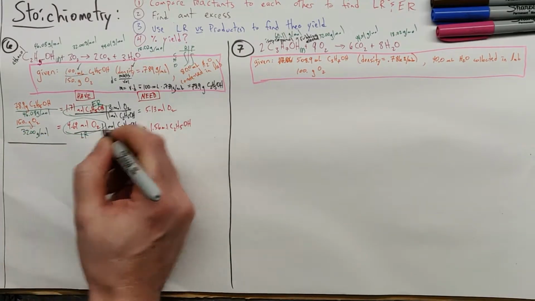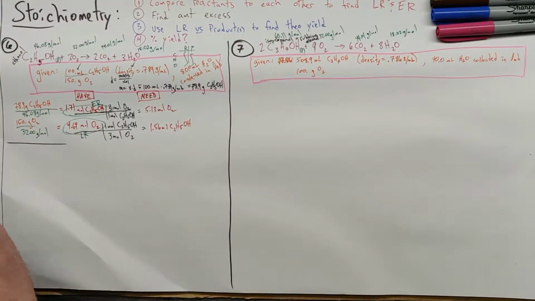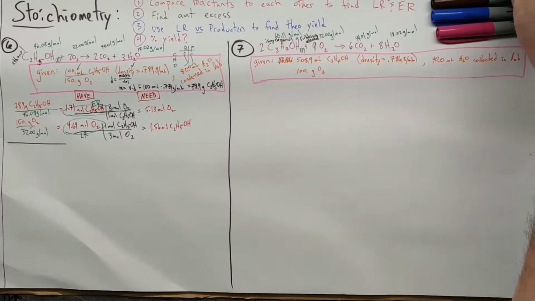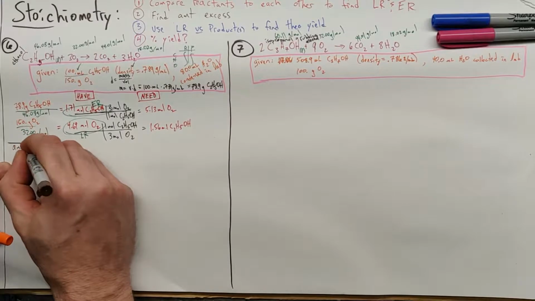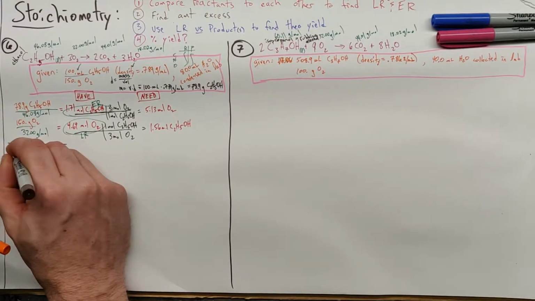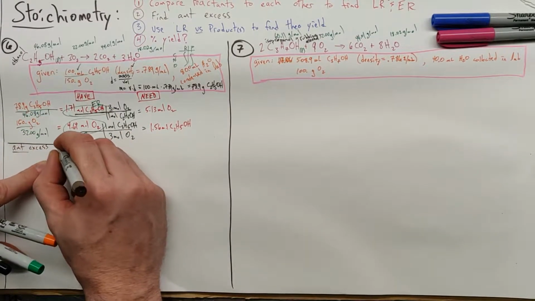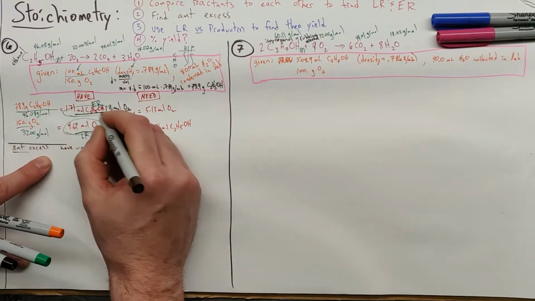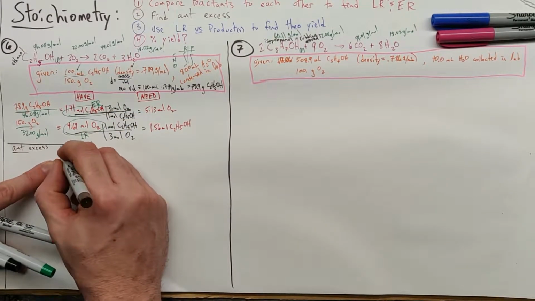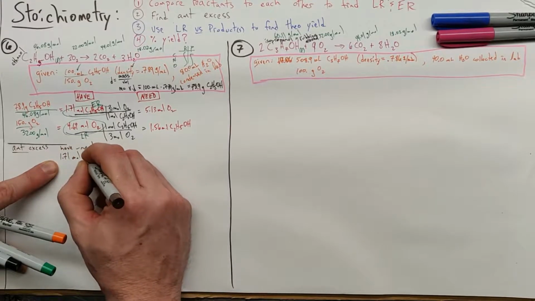And our next step is to find some amount excess. And we're going to do that by taking what we have minus what we need. So for our amount excess, we're going to take what we have minus what we need of the excess, which is the ethanol. That's 1.71 moles of the ethanol.